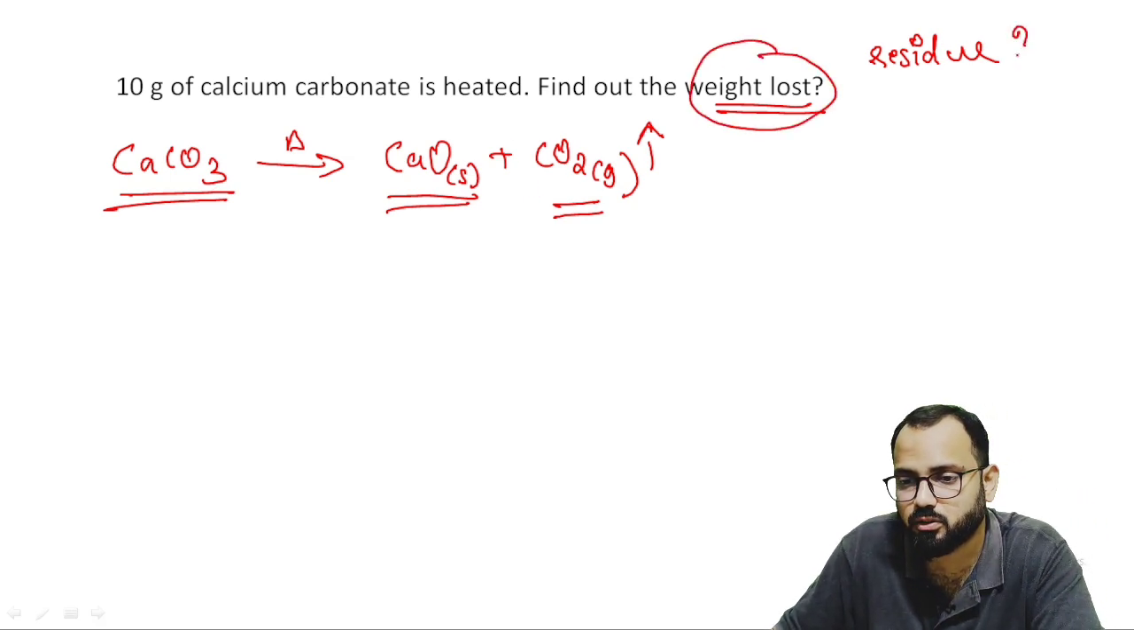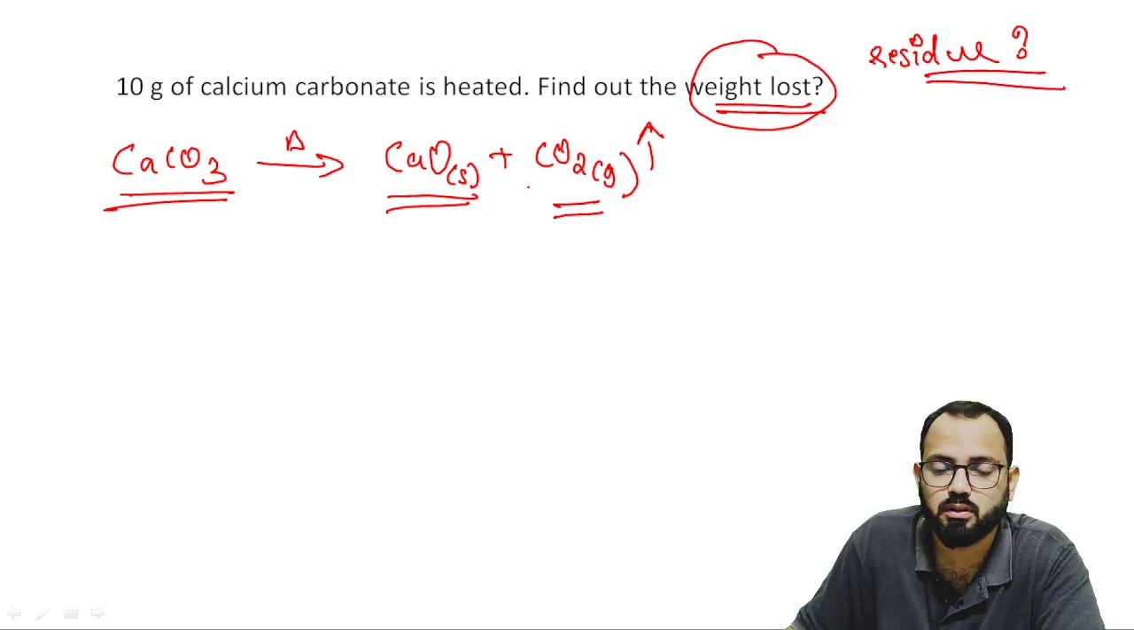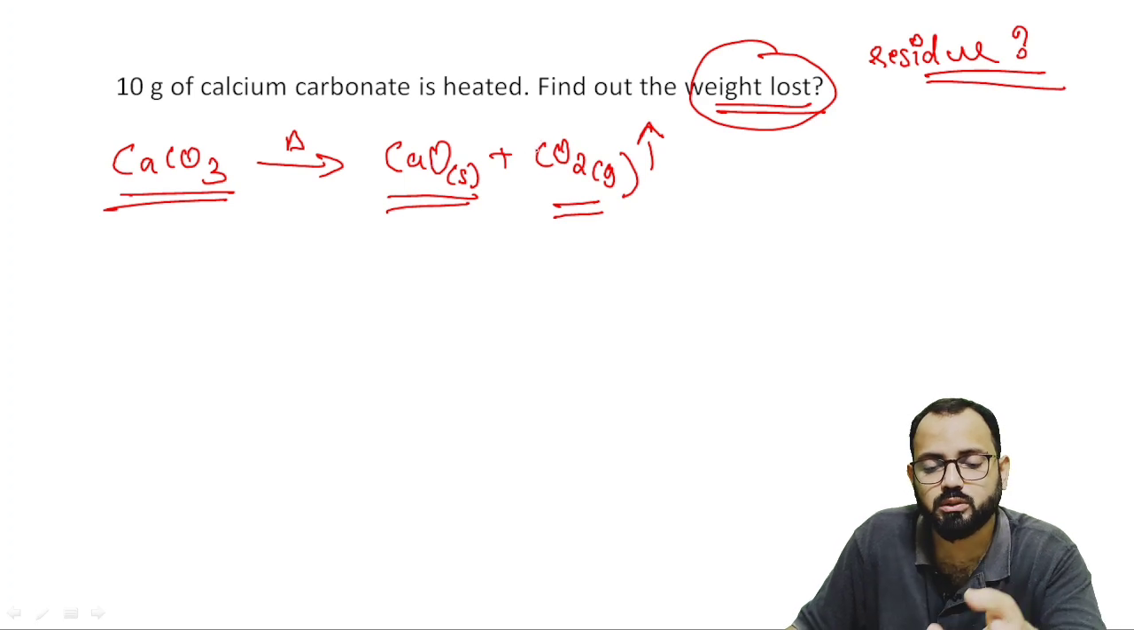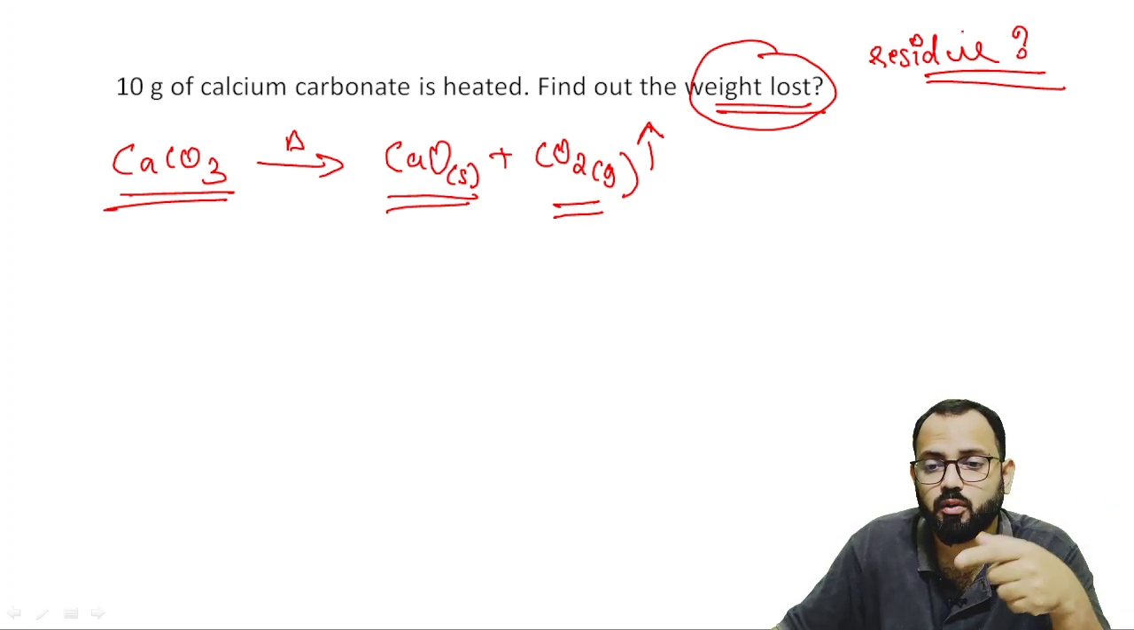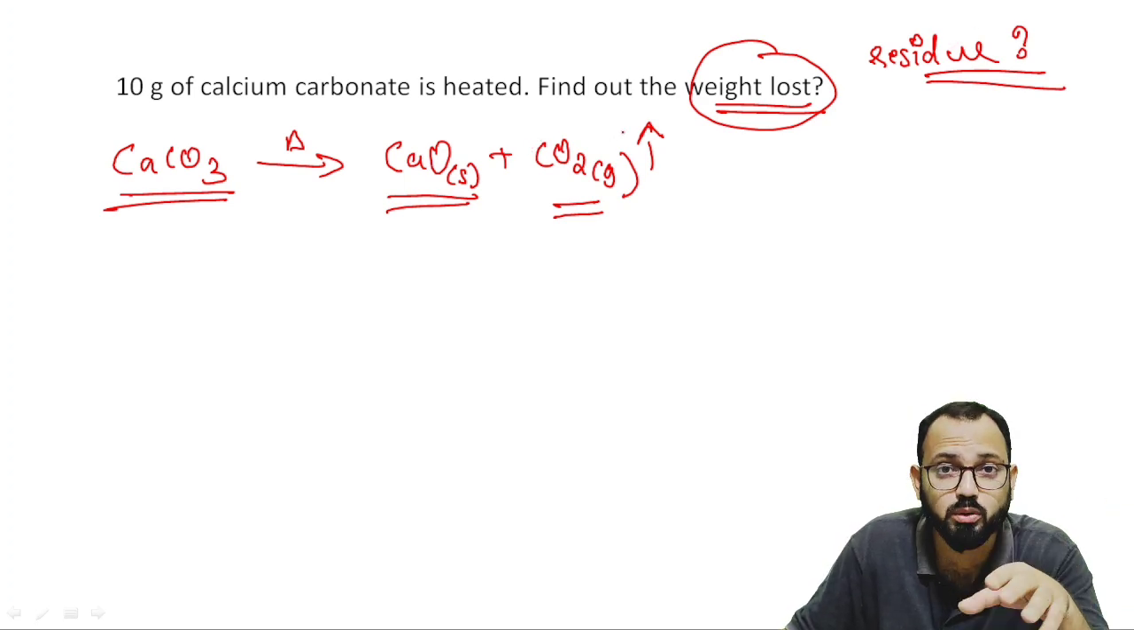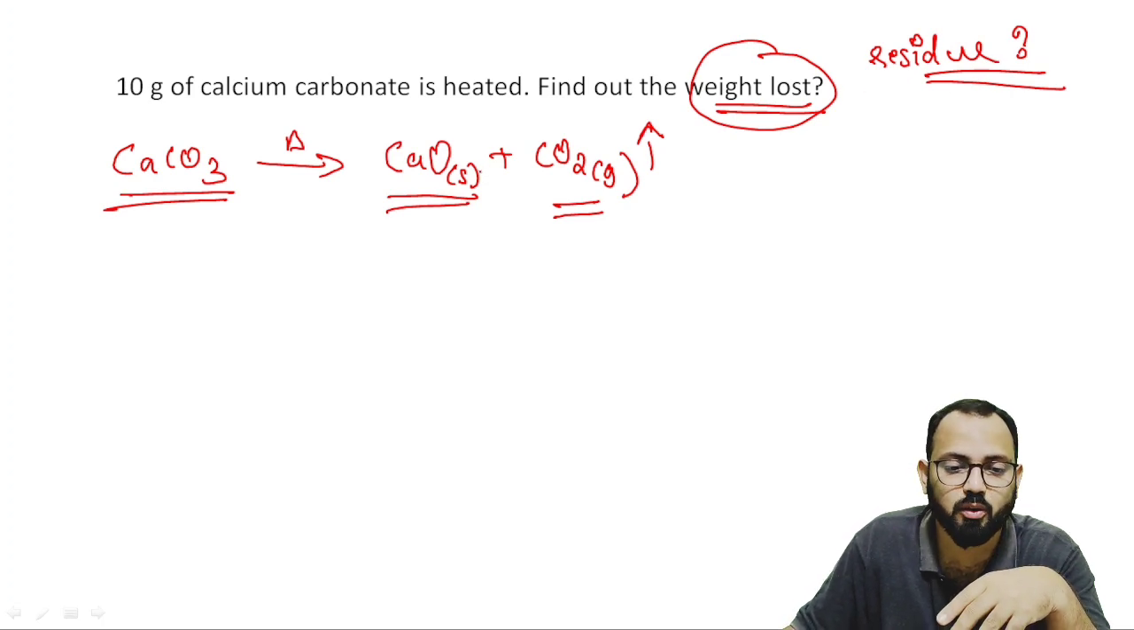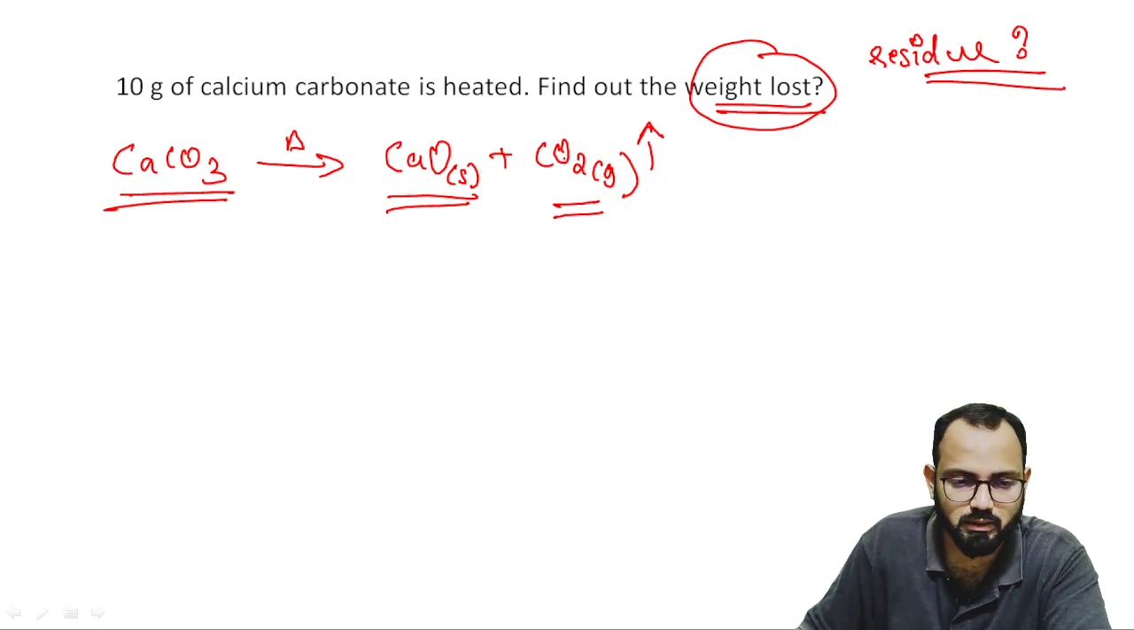If they are asking the question, what is the residue left? What do you have to calculate? You have to calculate the amount of CaO, because CO2 left. CO2 left. What is CO2 lost? What is left? CaO left. This is already a balanced equation. So they are giving us this one. They are asking this one.